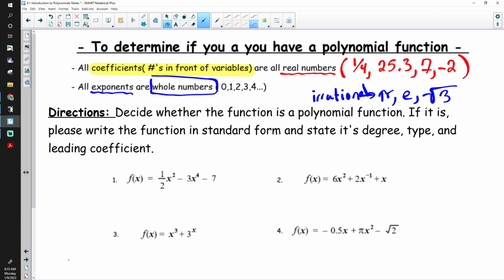What are those things where it's simple? Oh, these? These are just examples of what numbers would make a polynomial not a polynomial. Pi, e, square root of 3. Those are just examples of not real. Those are unreal numbers. They're not real numbers. They're called irrational.